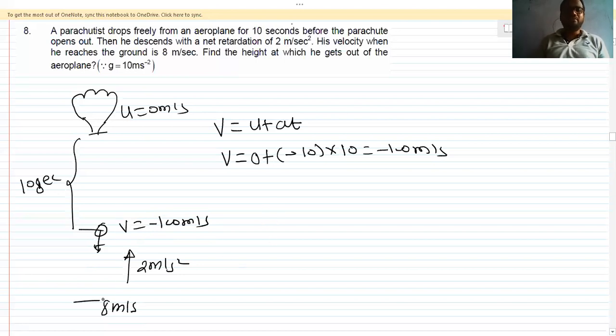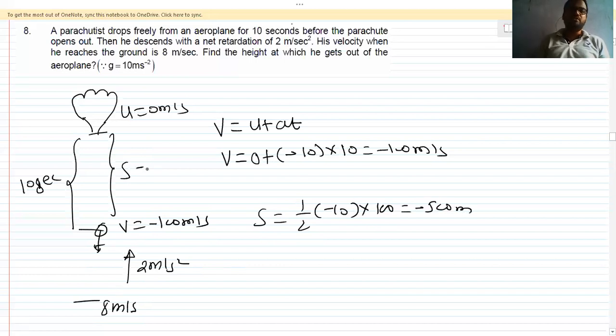So now we can calculate this distance s. So s is equal to ut plus half at squared. u is 0, half into minus 10 into t squared, which is 100. If you calculate it, you will get minus 500 meter. So this distance we have is 500 meter.